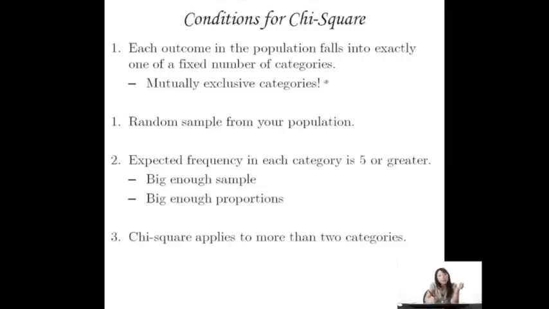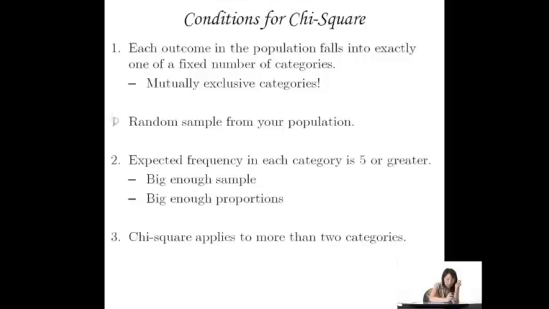Also, these have to be mutually exclusive categories. One vote cannot go to 2 candidates at once. So they have to be mutually exclusive. You have to vote for A or vote for B. And you can't opt out either. They can't vote for nobody, or else nobody has to be one of the fixed number of categories ahead of time.